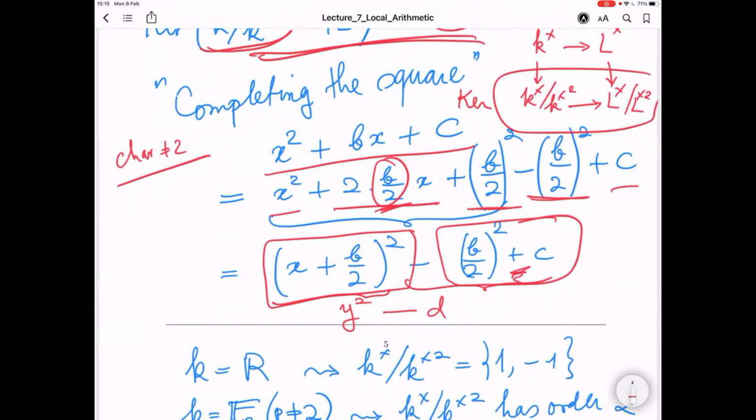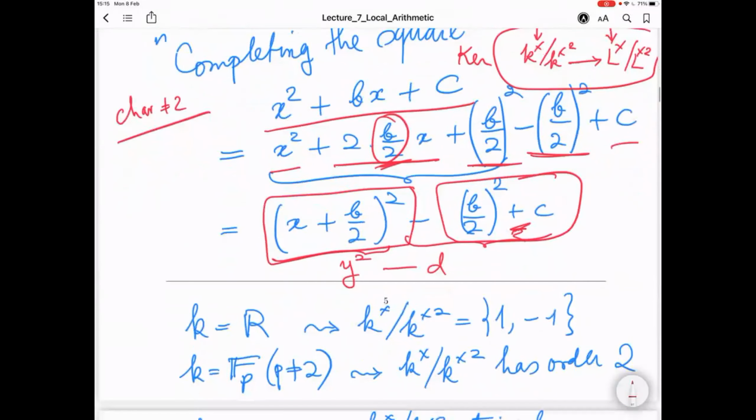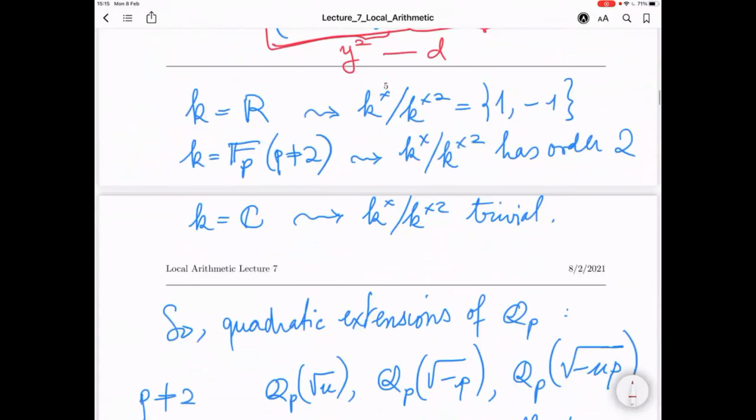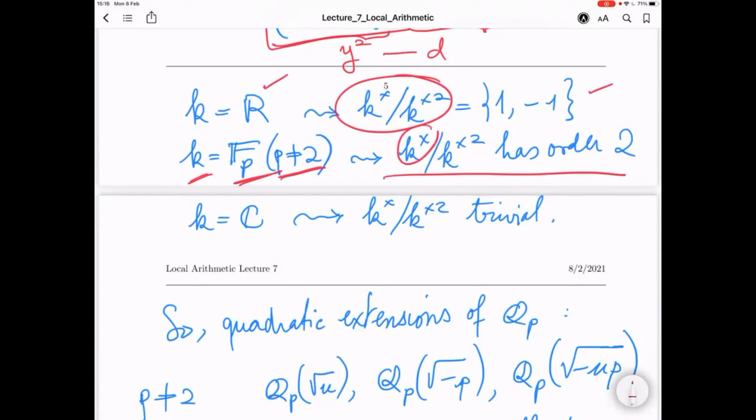So here is an explicit example. If you take K to be your field R of real numbers, then K star modulo squares is just plus or minus 1. And if you take K to be Fp, but p has to be different from 2 because our characteristic has to be different from 2, then this group has order 2, because K star is cyclic of order p minus 1, right? Everybody knows this, right?